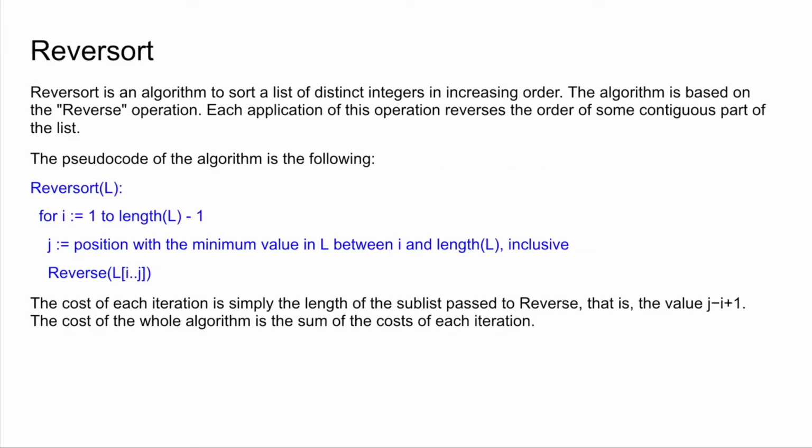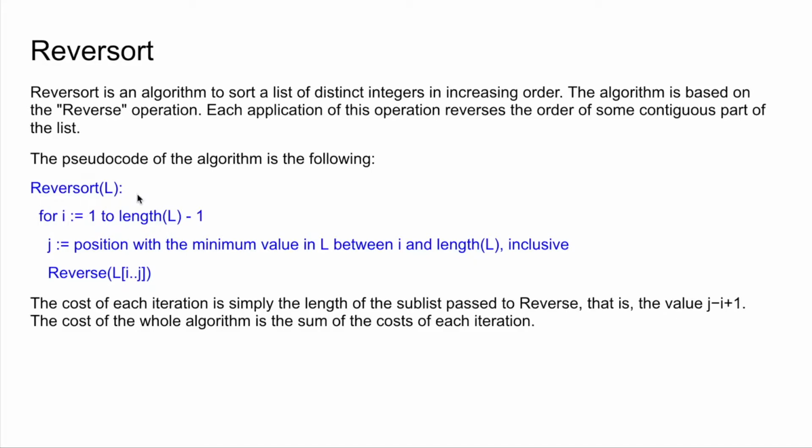The description for both problems is the same. Reversort is an algorithm to sort a list of distinct integers in increasing order. The algorithm is based on the reverse operation. Each application of this operation reverses the order of some contiguous part of the list.